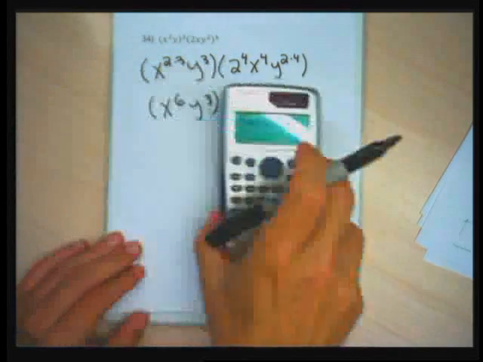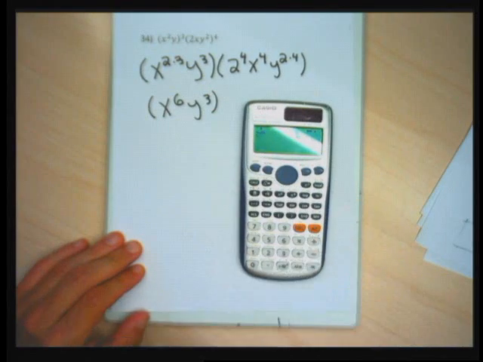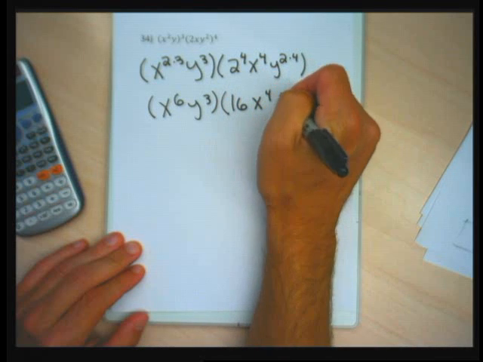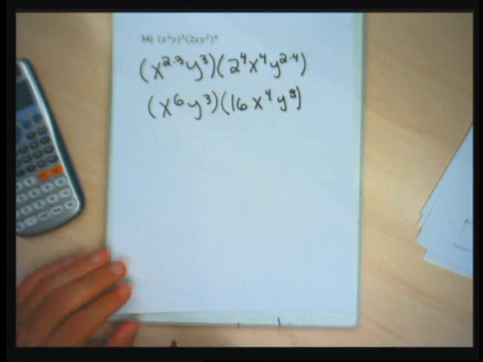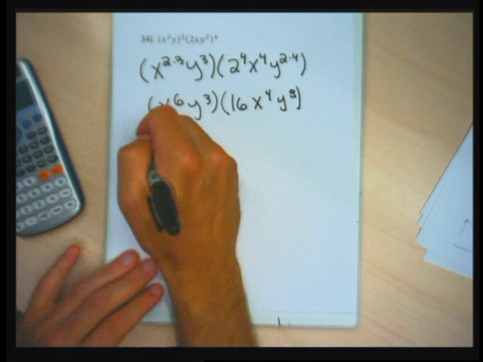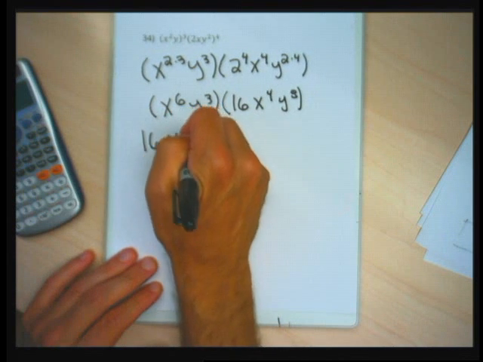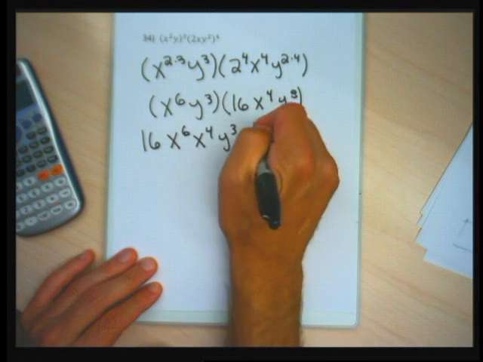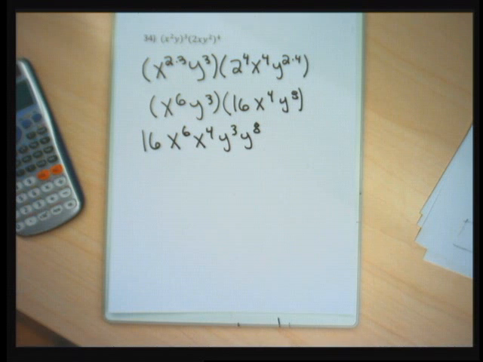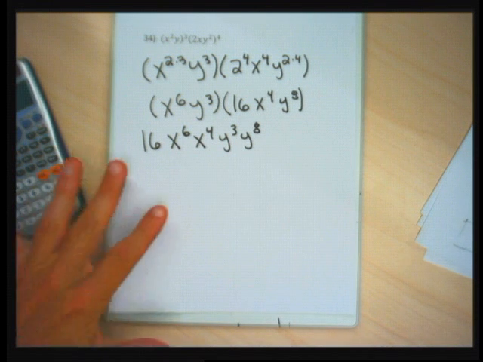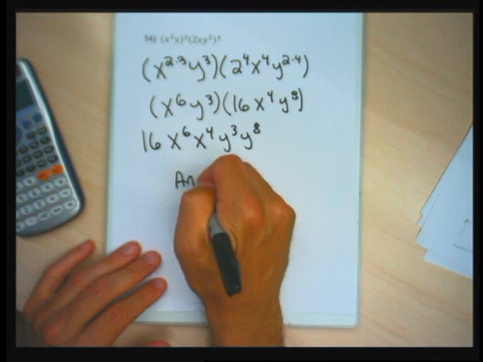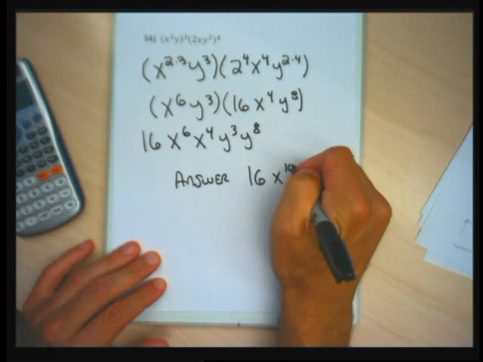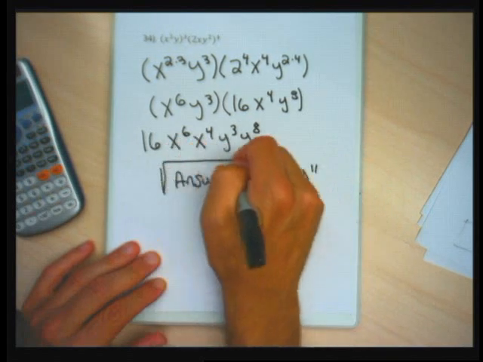I know 2 to the 4th is 16, but if you don't, 2 to the 4th is 16. X to the 4th, y to the 8th. Now multiplication is commutative. I'm just going to multiply the like pieces. So I'm going to have 16 times x to the 6th times x to the 4th times y cubed times y to the 8th. And then I'll get my answer. The 16 is just going to be part of my answer. It's not going to have anything to multiply by to change it. For the x's, I'm going to add their exponents. For the y's, I'm going to add their exponents.